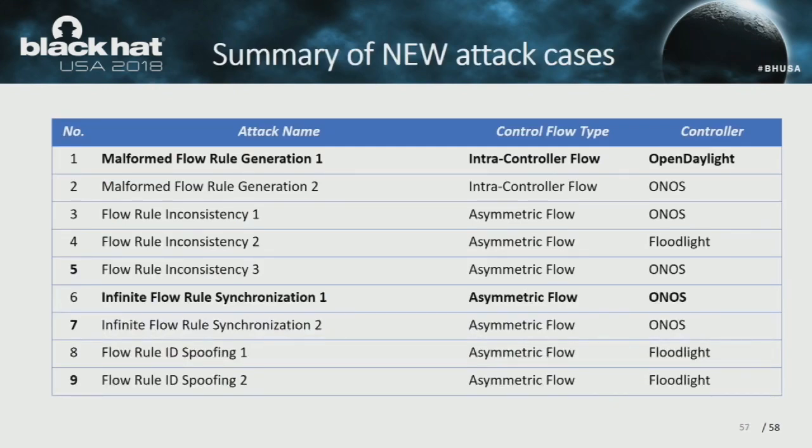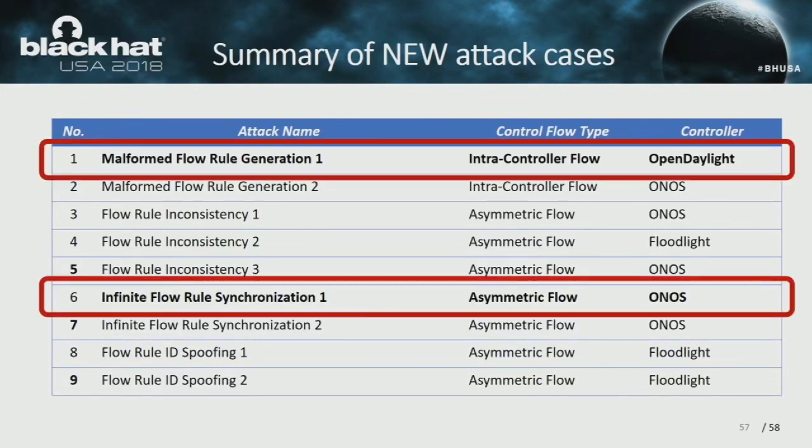So actually, we've discovered 9 new attacks, as shown in this table, by using Delta. But we demonstrate 2 of them due to the time constraint, and those are malformed flow rule generation and infinite flow rule synchronization.